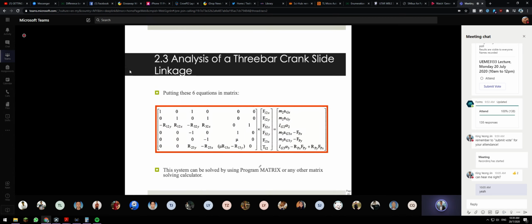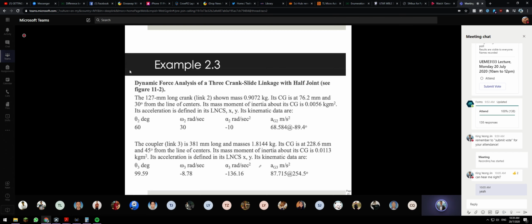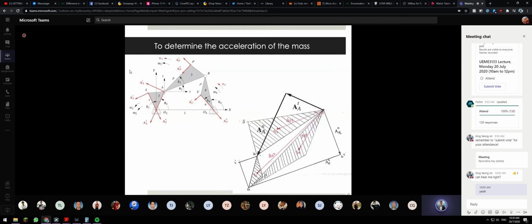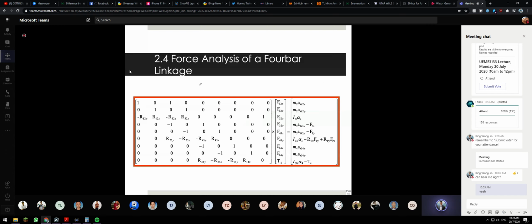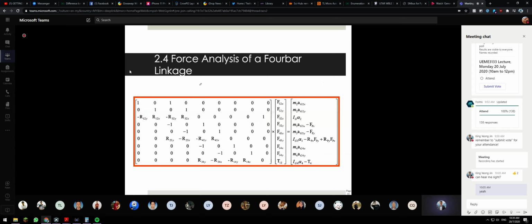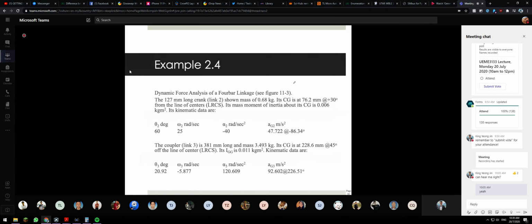So that is the 3-bar linkage. Then we can look at the 4-bar linkage as well. So this is a 4-bar linkage, right? We are doing very similar things. So we have these 9 equations. Let me check. Yes, this is the 9 equations we have. So again we have to find all of this, and also over here. We have to find them one by one. So these are the questions we have.